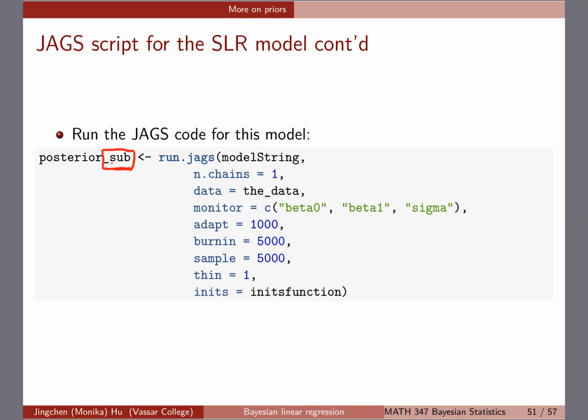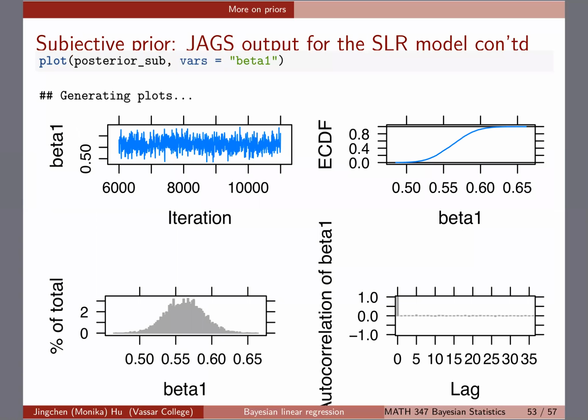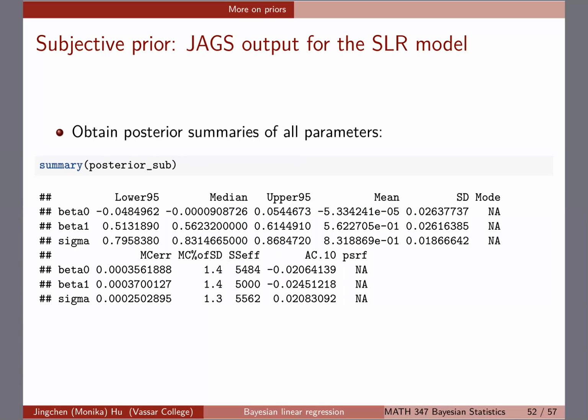So we're doing 1,000 adaptation, 5,000 burn-in, 5,000 samples. You can always start with a thinning of 1, and then later, if you see that the autocorrelation is high, you can increase that. That's usually part of the MCMC diagnostics that you have to do. All right, so this is what we got for the summary. I should also quickly show a couple of MCMC diagnostics. Most importantly, we want to make sure that it's not sticky, and that the autocorrelation is not high. So in that case, I think we are good.